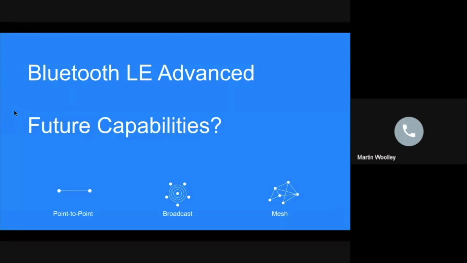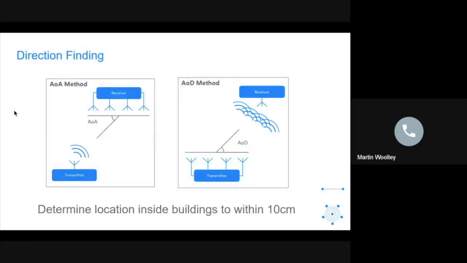What else might you see in the future? Close to wrapping up here, people, in case you're getting impatient. Well, 5.1, released last year, delivered, amongst other things, a very accurate direction and ultimately location finding capability. Two techniques: one called AoA, which stands for angle of arrival, the other AoD, which stands for angle of departure. Either of those architectures involves either the receiver or the transmitter having an antenna array.